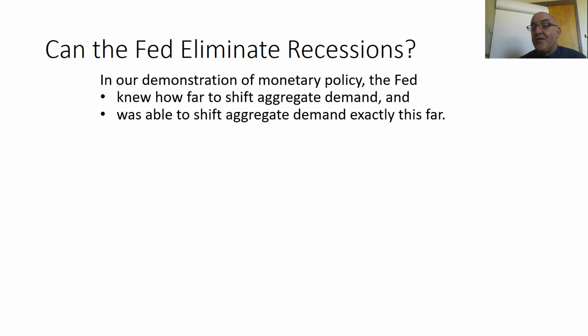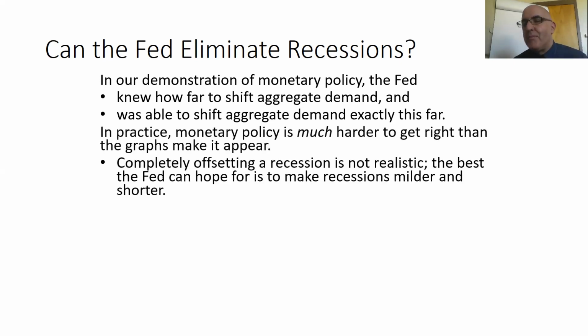So in our world of graphs, the Fed are this all-knowing sort of group that know exactly how much to move the aggregate demand line through their open market operations, through expanding and contracting the money supply, exactly what's needed. But in reality, that's probably not happening, and so ultimately, you're not going to knock out recessions. It's always still going to be the business cycle.